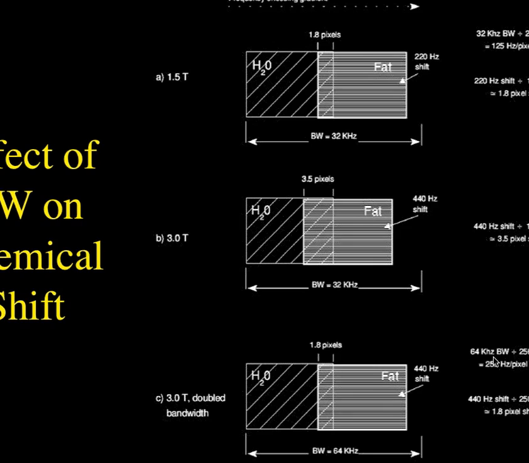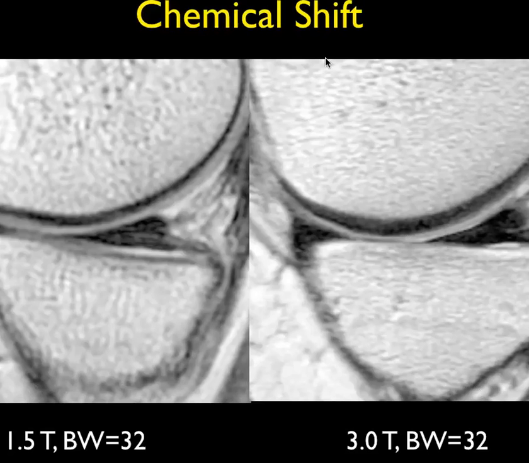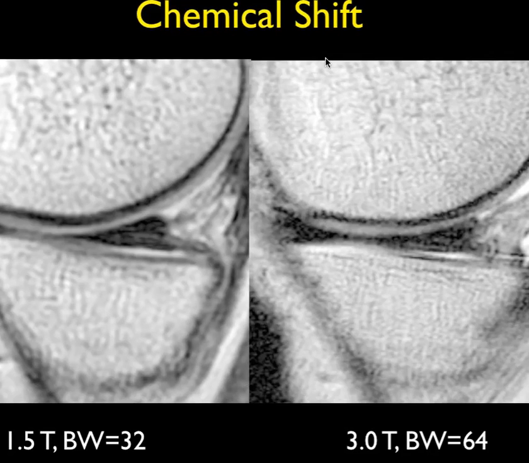The bottom line here is that if you double the bandwidth at 3T, you'll have the same chemical shift that you had at 1.5T. So one of the ways a lot of people minimize chemical shift when they go to 3T is that they double the bandwidth.